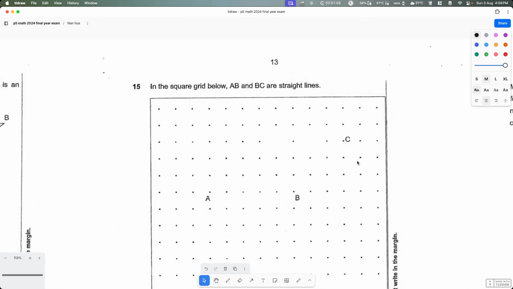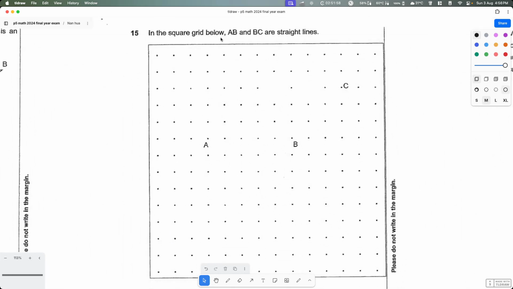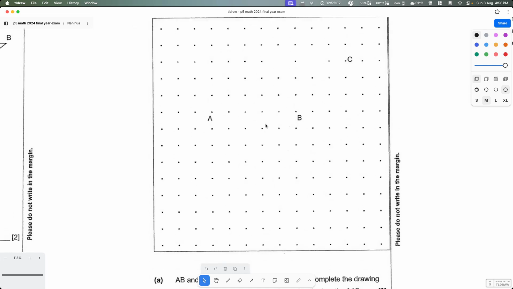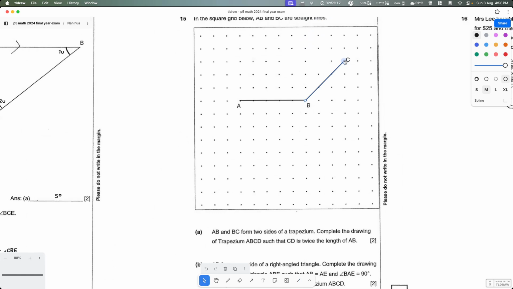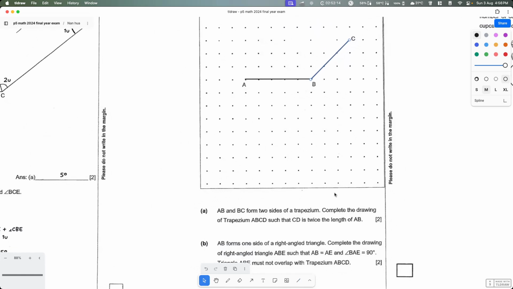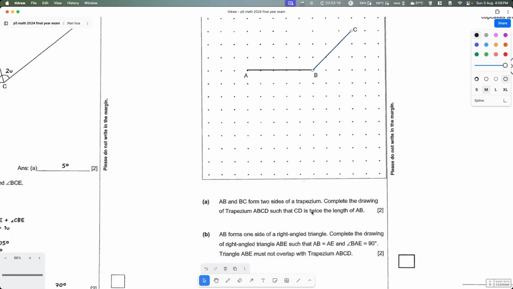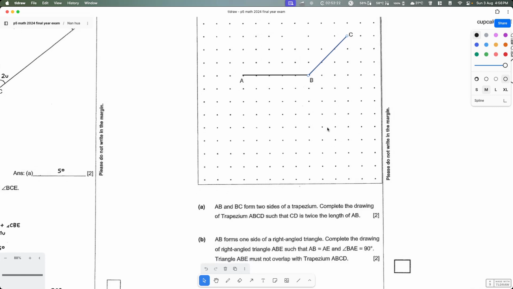Question number 15. In the square grid below, AB and BC are straight lines. So I'm gonna do that. So AB, okay, and then BC are straight lines. Get it. Okay. All right. So AB and BC form two sides of a trapezium. Complete the drawing of the trapezium ABCD such that CD is twice the length of AB.